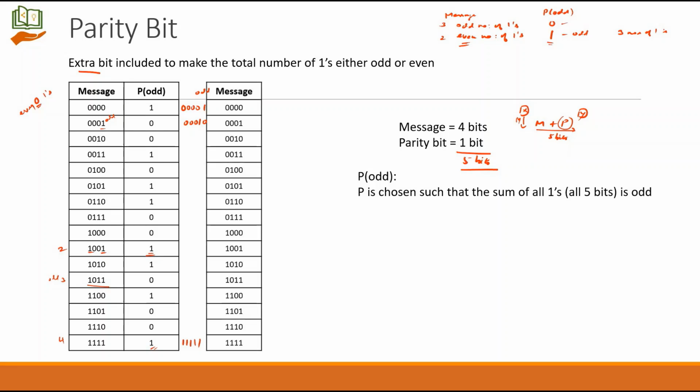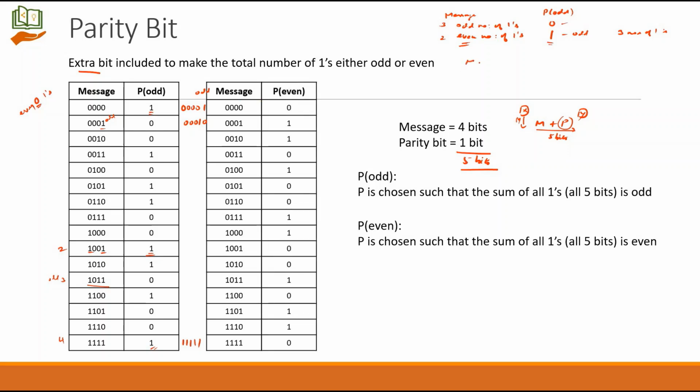What about even parity? P is chosen such that the sum of all ones, all the 5 bits, is even. Wherever you represented 1 in odd parity, this will turn to 0. When the message has an even number of ones, you are not going to disturb it, you will just add 0 to it. When it has an odd number of ones, we add 1 in order to make it even. When you add odd plus 1, this becomes even. This is the concept. Say for example, if there are 3 ones, if you add another 1, this will be 4 ones, which is even.